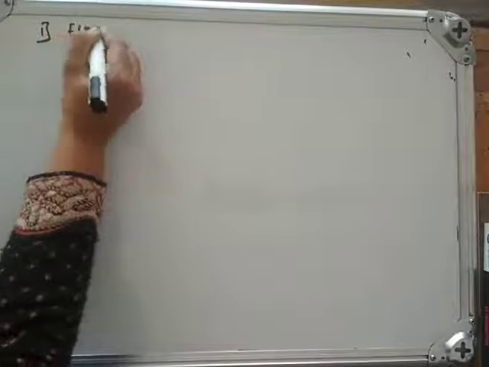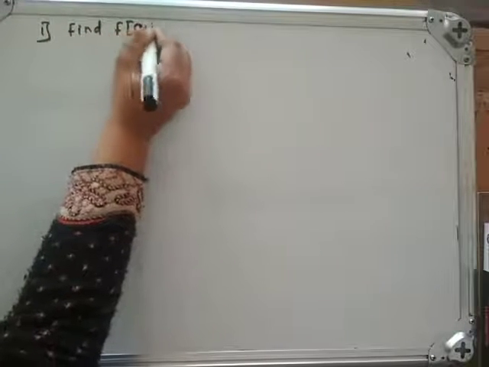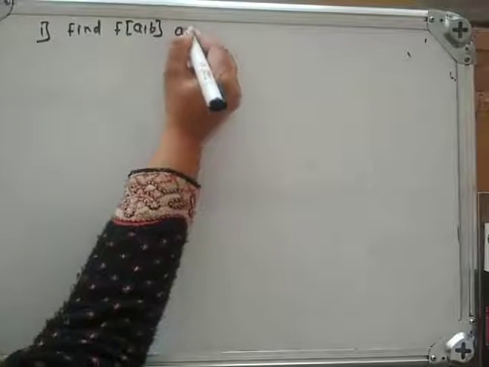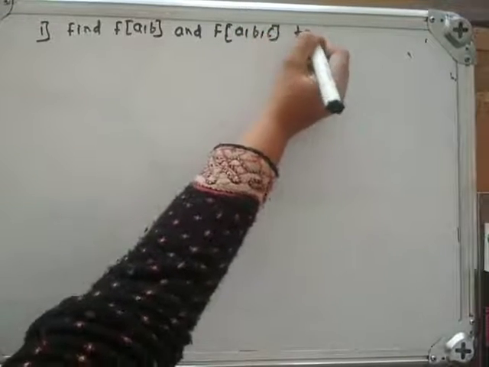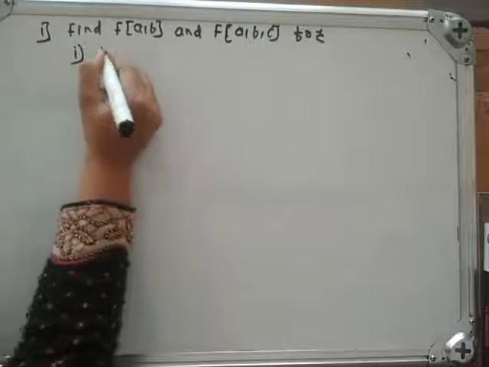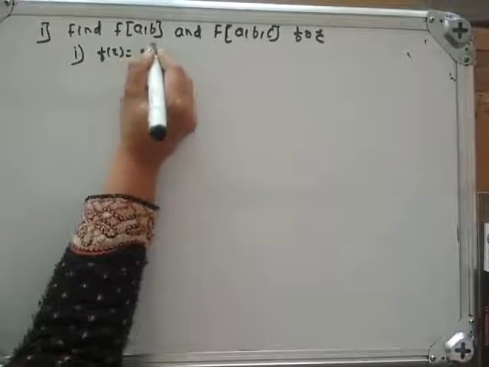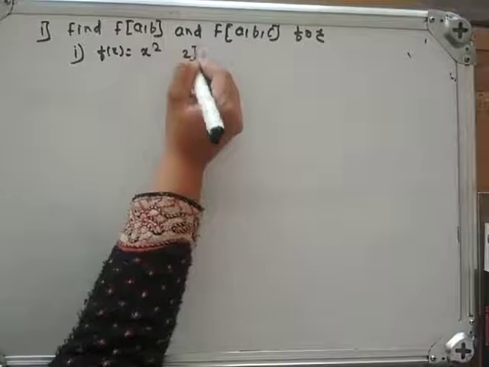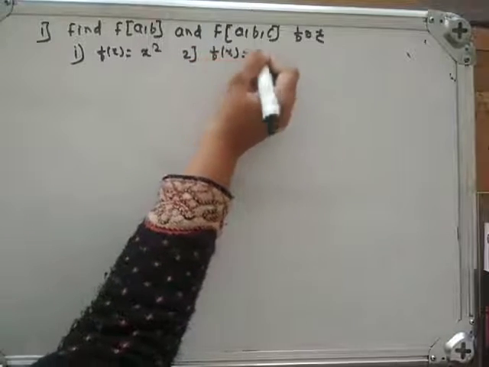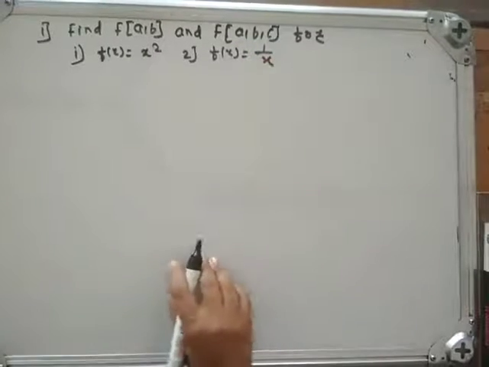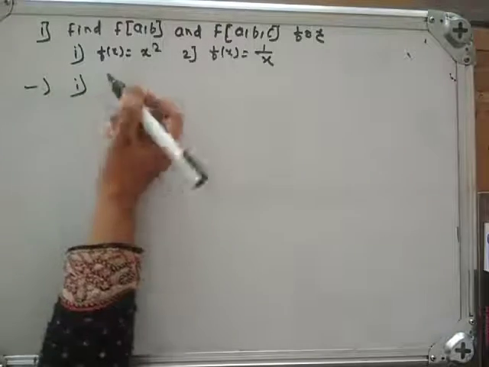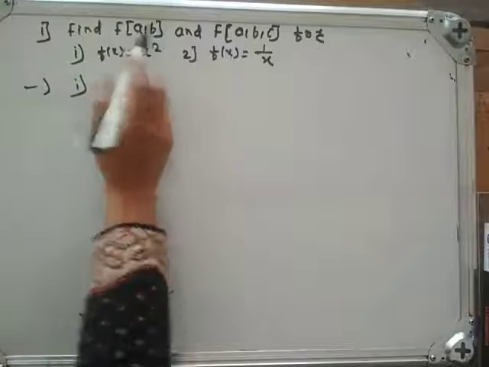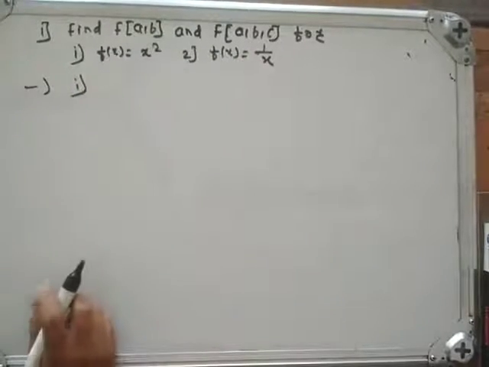First example is to find f of A, B and f of A, B, C for the first one, f of x is equal to x square. Second is f of x is equal to 1 upon x. See the solution. In the first problem, we have to find f of A, B and f of A, B, C for f of x is equal to x square.